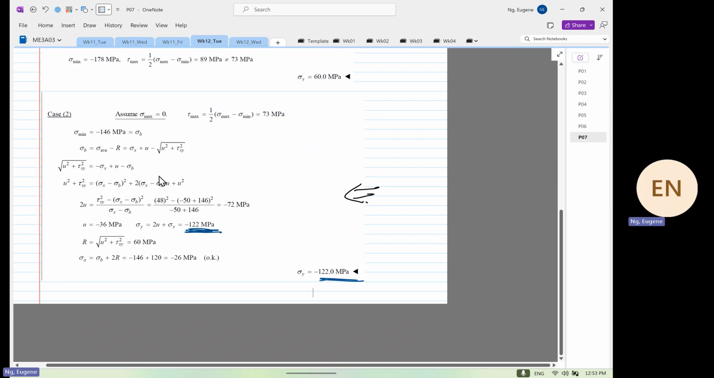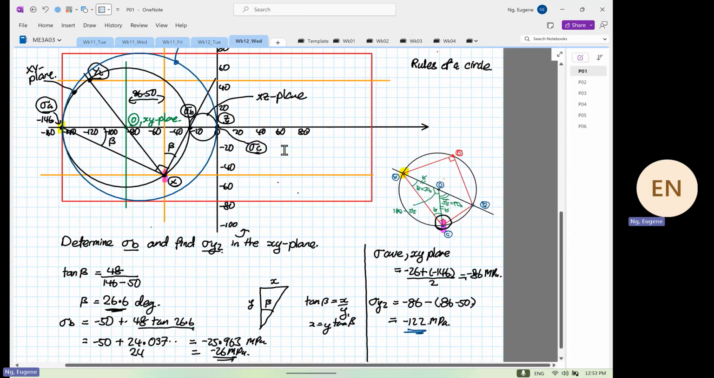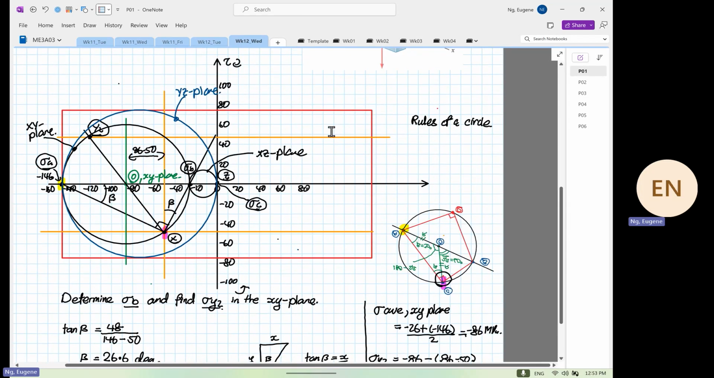We did not need to go through that level of writing out the equation. What we just do is construct the Mohr circle. Yes or no? So much simpler and more straightforward. It does not need to be very, very confusing at all.